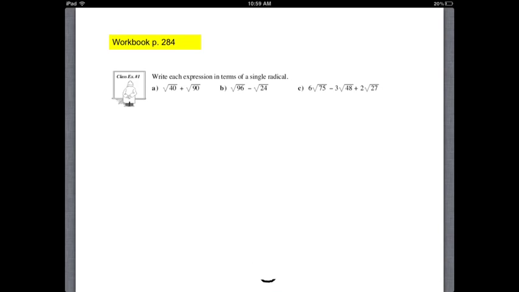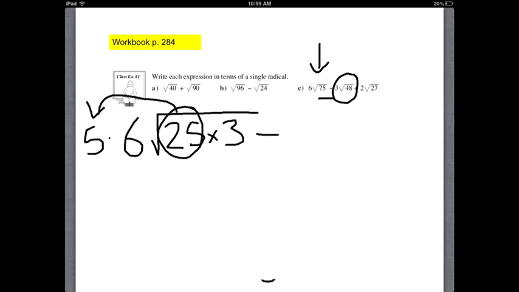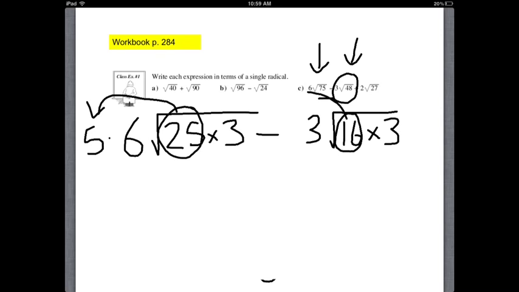For the third one, we have 6 root 75. Again, they do look like mixed radicals right now, but be careful because we can reduce 75. 75 can be 25 times 3, and we can bring that 25 out and multiply it with the 6. So that's 5 times 6. The next one, we've got root 48, which can be reduced because you can have 16 times 3. That 16 is a perfect square. That can be brought out. That's going to be 4 times 3.